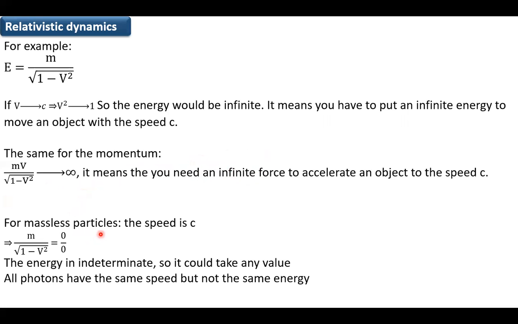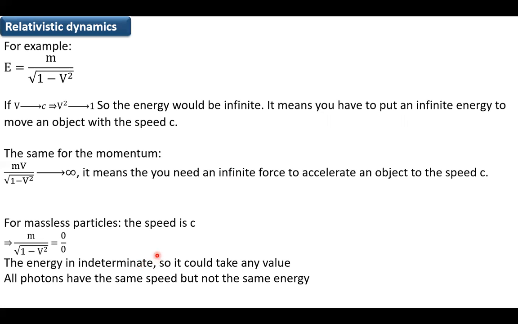For massless particles, for photons, for example, the speed is always c and the mass is 0. So m is 0 and the denominator is 0. So the energy is equal to 0 over 0. 0 over 0 is mathematically indeterminate.